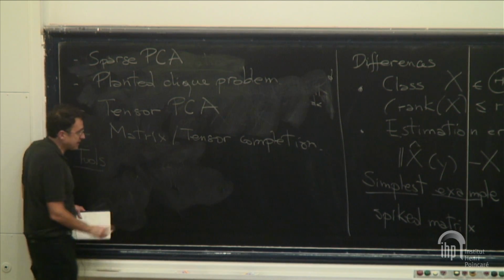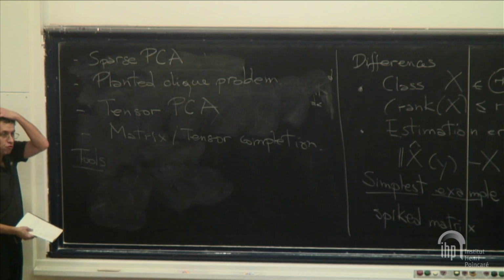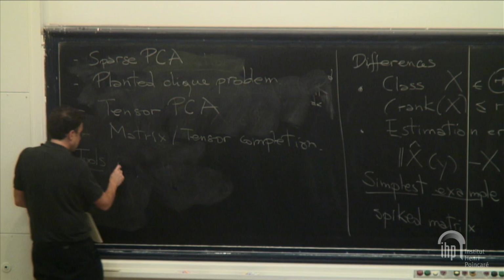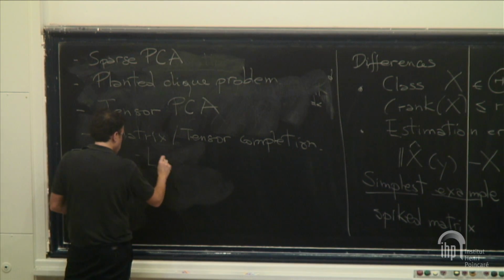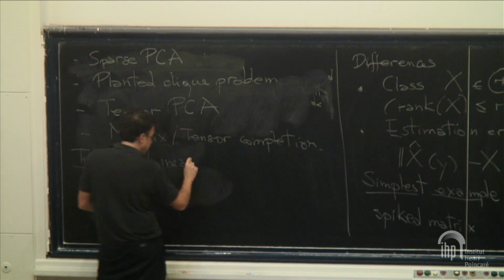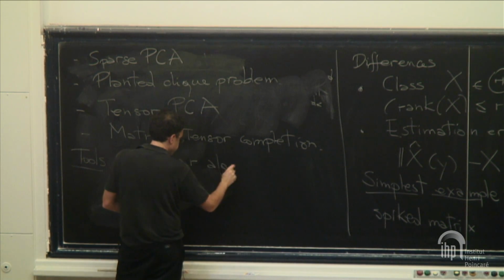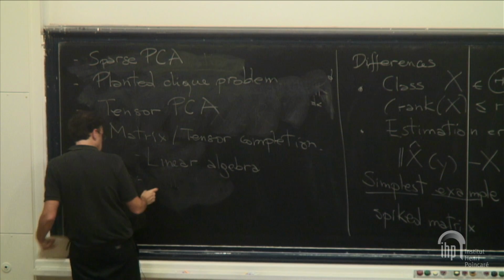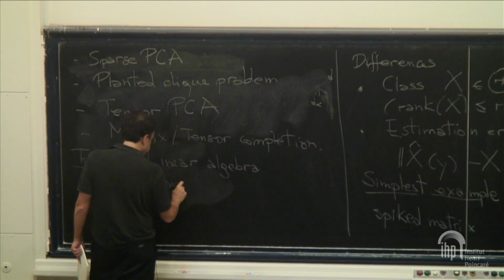And from another perspective, I'll try to describe a few tools that are used in this area and explain these tools. What are these tools? I'll talk about linear algebra. I'll talk about a little bit of random matrix theory.